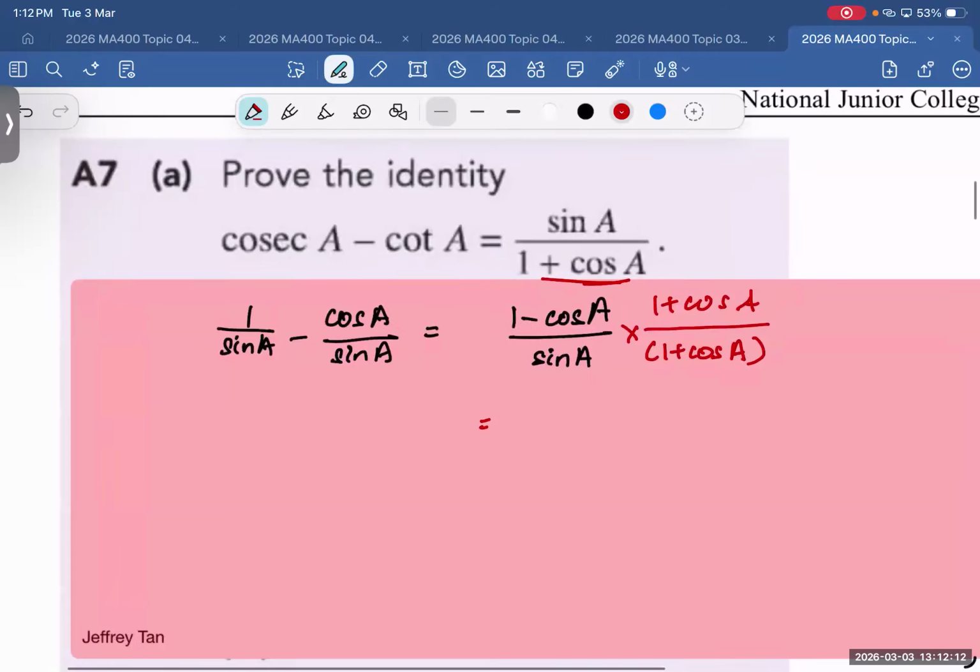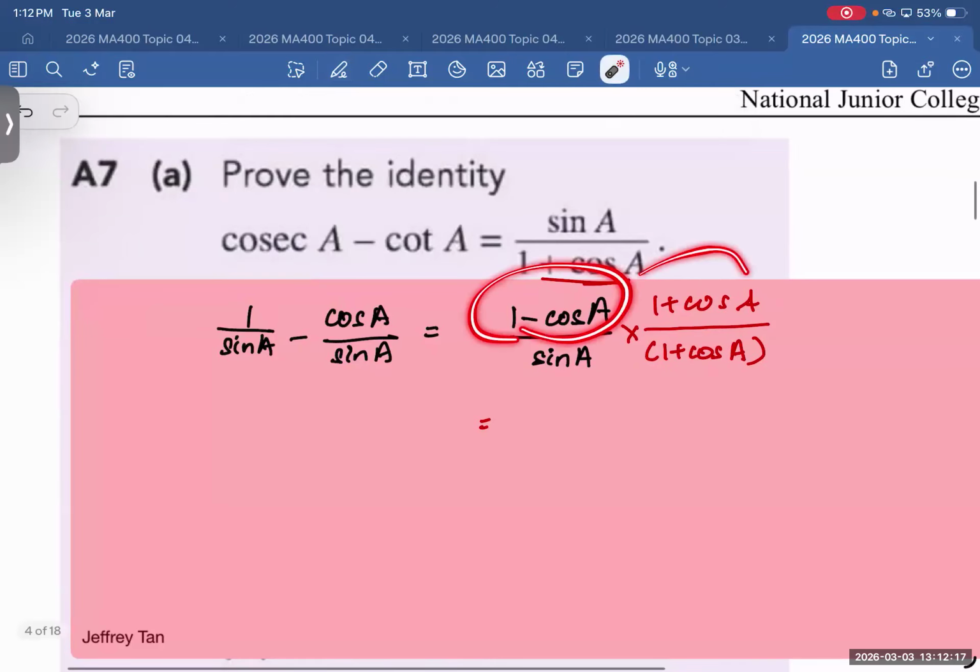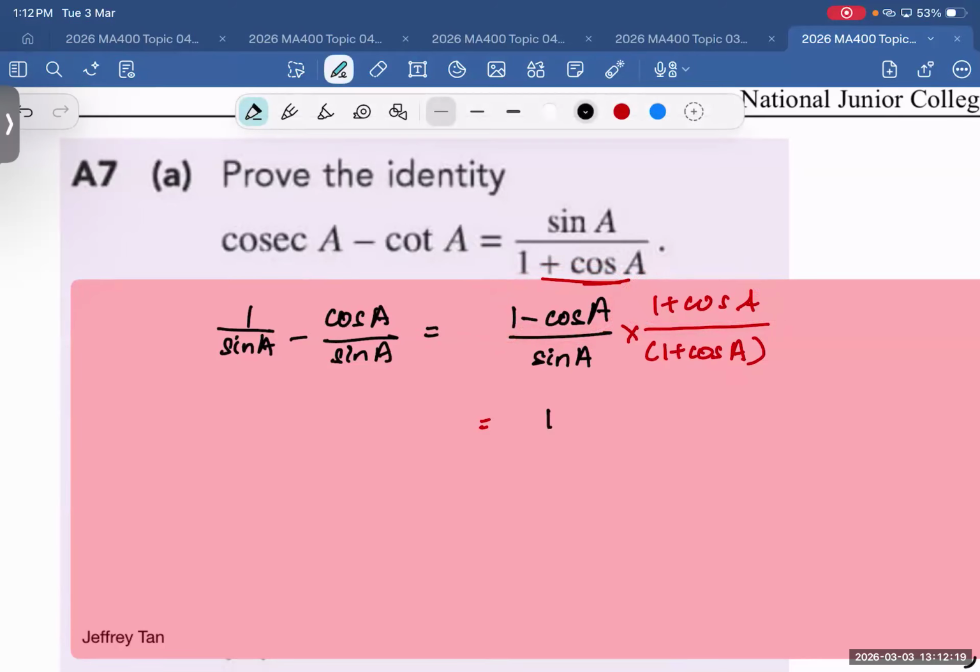When I get there, I look at this one. Isn't it 1 squared minus cos squared? This is so beautiful. Then isn't 1 minus cos squared the same as sine squared? Then if I cancel sine squared, I'm done already.